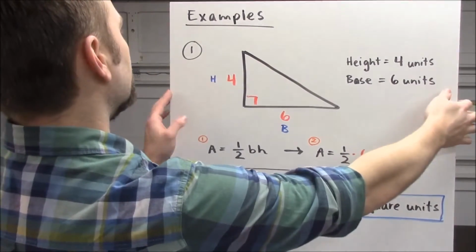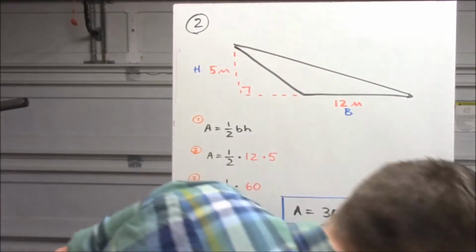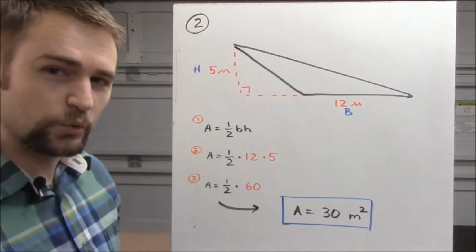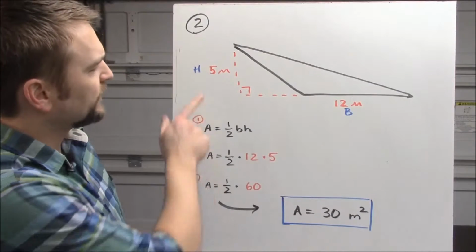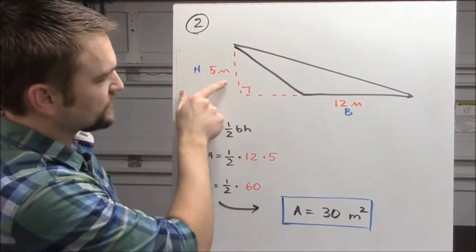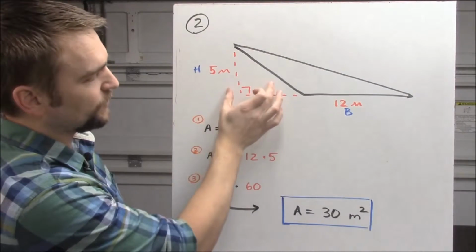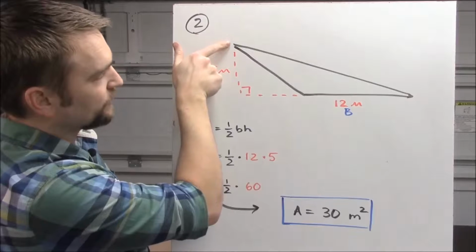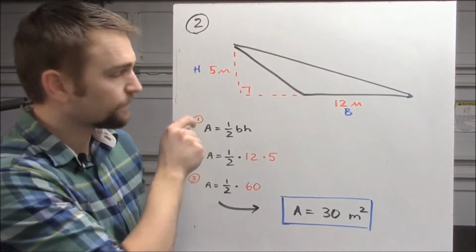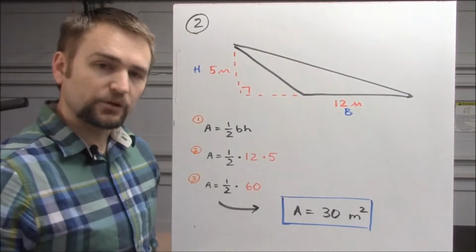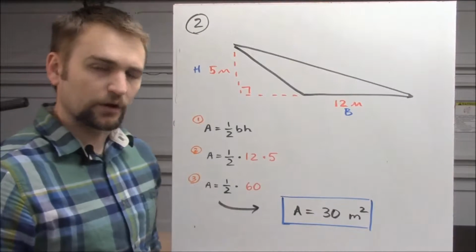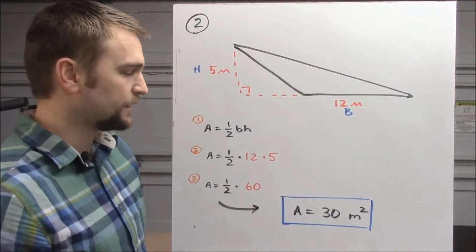All right, let's look at another example. So here's a different looking triangle, but the same rules will apply. You notice the dotted line, it creates a 90 degrees. This is our height. So the height, even though it's outside the triangle, you can actually see from this top point to the base, that is our height. It's 5 meters, and then our base over here is 12 meters. So again, our formula is 1/2 times base times height.